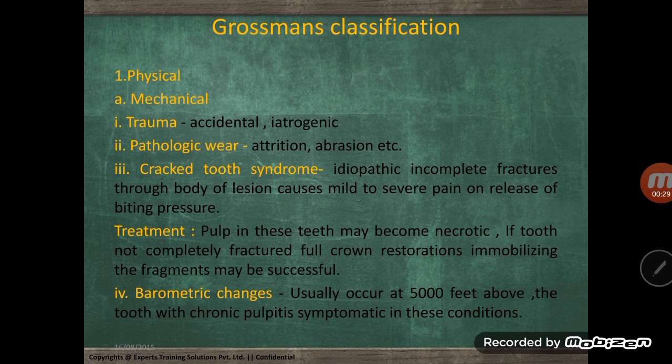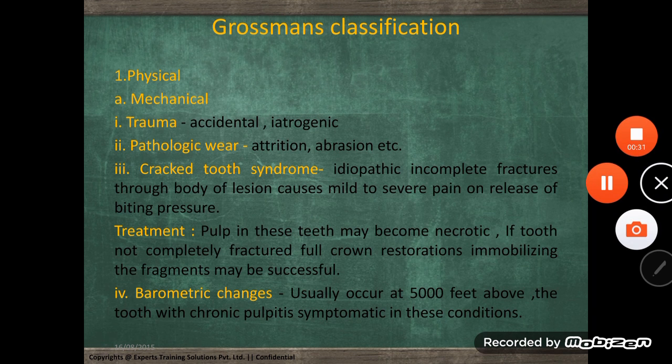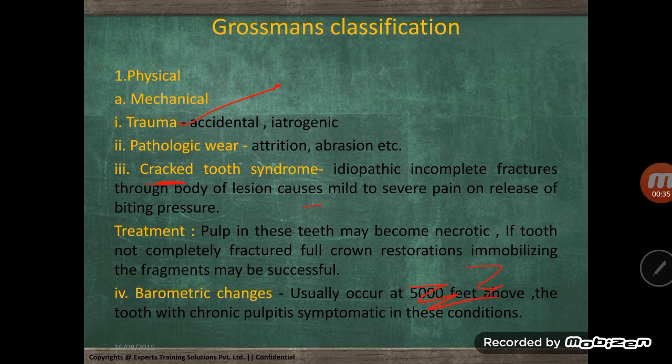It is nothing but an idiopathic incomplete fracture through the body of the tooth, causing mild to severe pain on the release of pressure. The instrument that is used is the tooth slooth. You will ask the patient to bite on this. If he complains of pain on biting, then there is some sort of apical periodontitis or a defect in the periodontium. If the pain is relieved upon biting on this, then you can suspect cracked tooth syndrome.